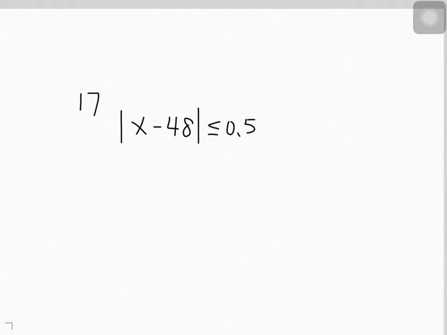Number 17, according to the scenario, a cereal company fills every box with 48 ounces of cereal. The company allows each box of cereal to be within a tolerance of 0.5 ounces. What is an expression for the actual weight of the boxes? So what we need to do is put in the given information. X represents the weight of the cereal. So the absolute value of x minus 48 would have to be within 0.5 ounces.